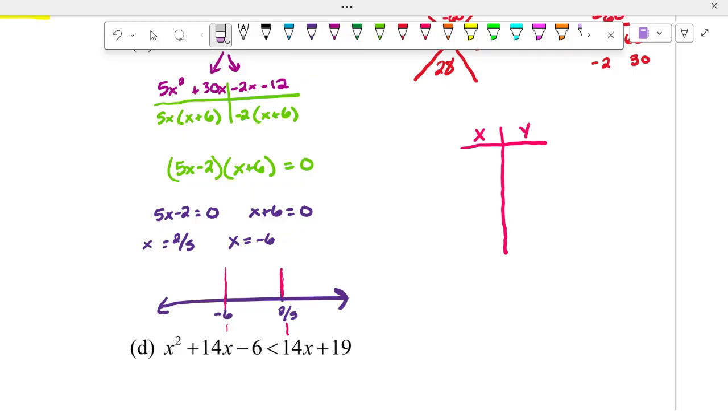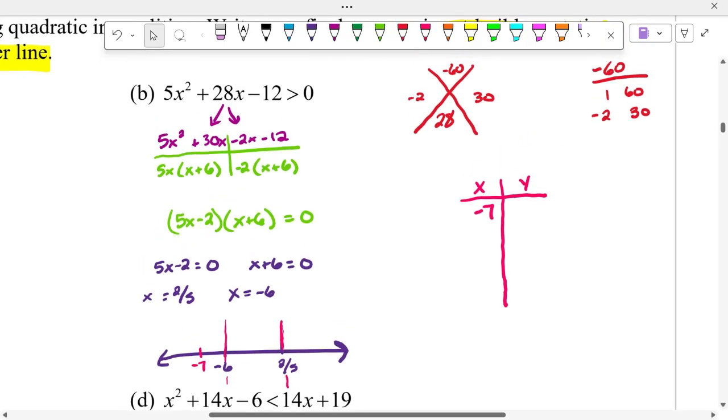All right. Now, I recommend picking nice whole numbers to plug back into it. So what would be a nice whole number that's less than negative 6? Negative 7. All right. So let's say we test negative 7. Plug that into your calculator, back into your original function real quick. So do 5 times negative 7 squared. Make sure you put parentheses. Plus 28 times negative 7 minus 12.